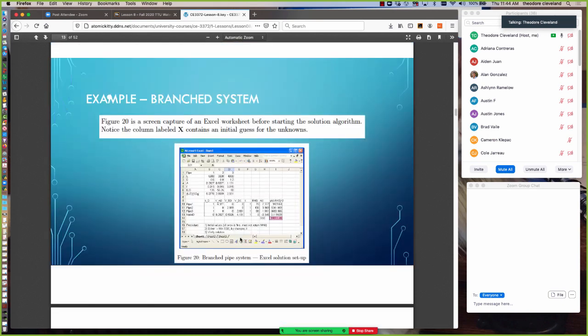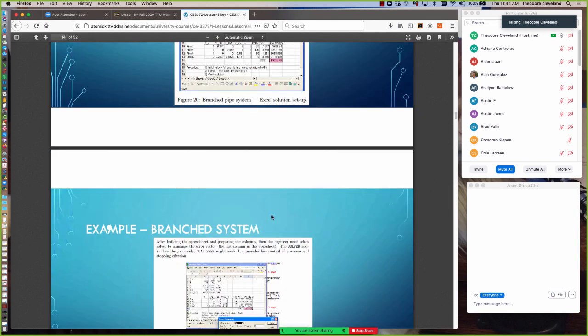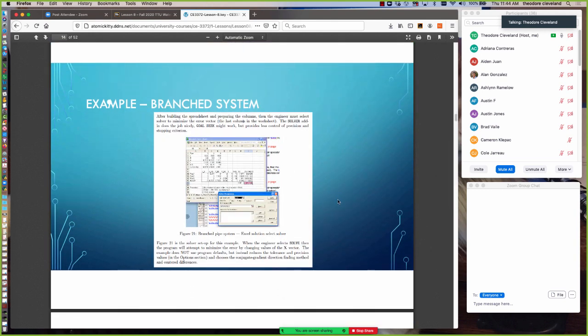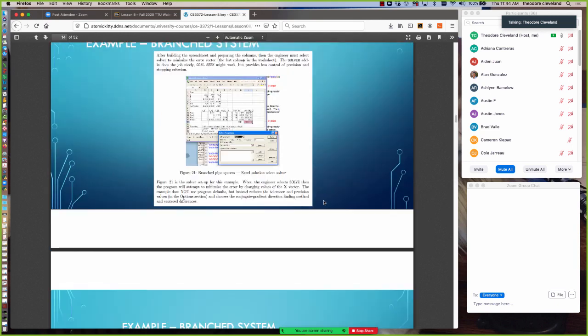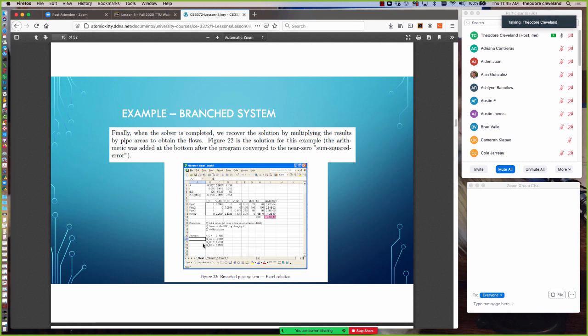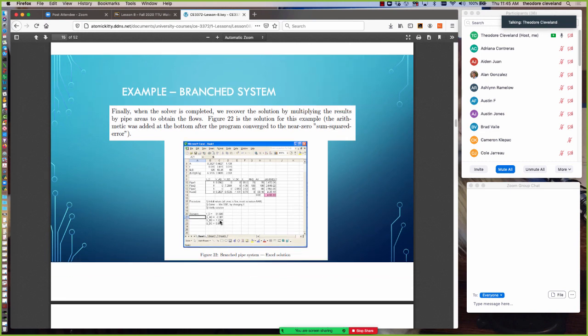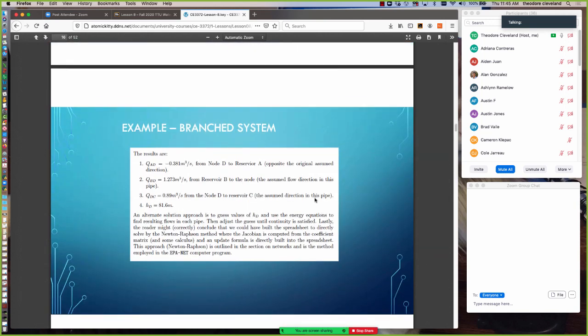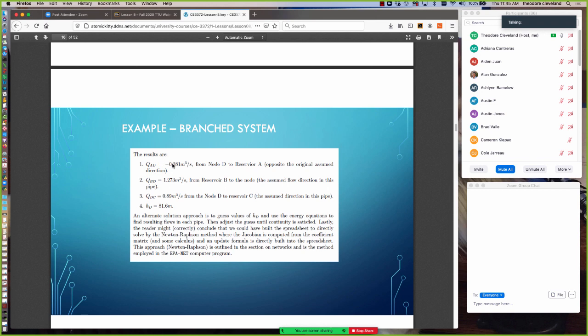So here is a screen capture of doing that. And I'm going to scroll through this somewhat quickly because I don't recommend you choose this approach. And when we get done, these are the resulting head and flow rate, about 82 meters of head. And you have these various cubic meters per second of flow coming through the respective pipes. And so there is the solution.